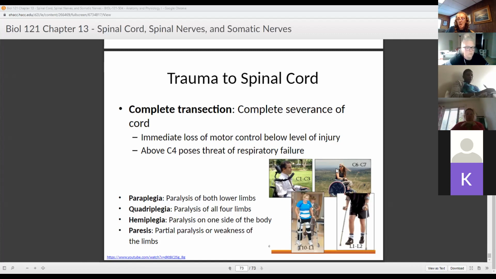Hemiplegia is L1 to L2. Paresis is more T10, T1 to L1. I'm messing them up. T10 to L1 is hemiplegia. L1 to L2 is paresis.